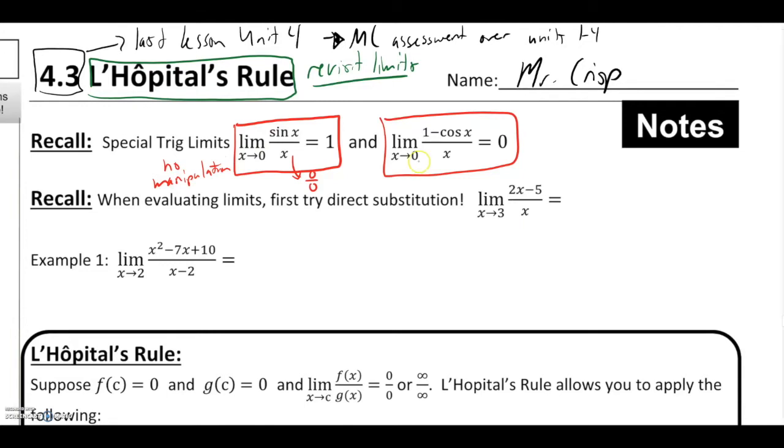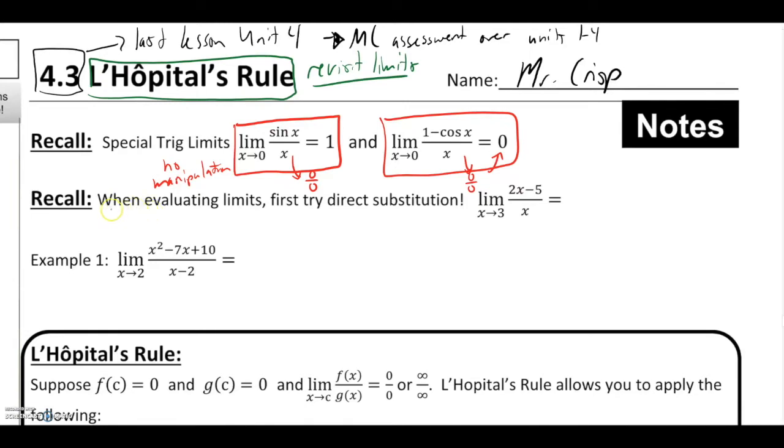Same with something like the limit as x goes to 0 of 1 minus cosine x over x being equal to 0. This starts off as an indeterminate form, but it turns out the limit does have a real value. But again, there was no manipulation we could do on a problem like that. So before getting into how we're going to deal with those problems and this idea of L'Hopital's rule, first let's just get ourselves a basic recap of limits.